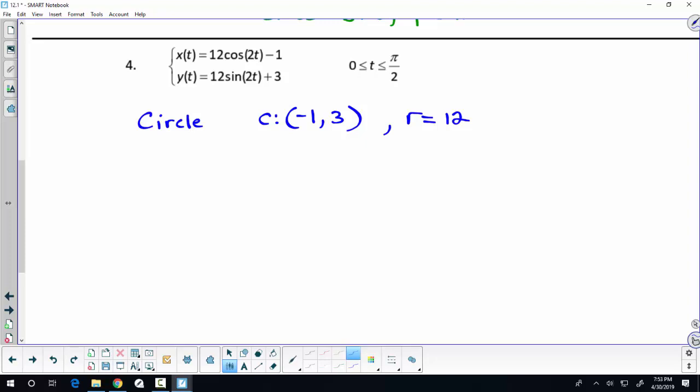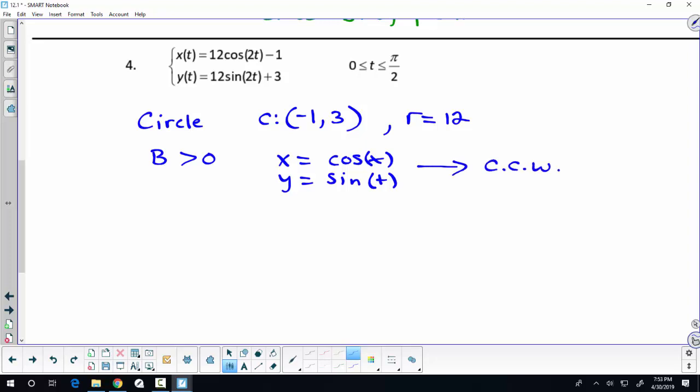What's the orientation? Positive orientation, I should say, is counterclockwise because we have x as cosine, y as sine, and b is positive. So anytime you have x being cosine of t, y being sine of t, and b positive, you will get a counterclockwise positive orientation. Did I say cosine of t or cosine of x? Cosine of t. Originally I was thinking of x, but let's see.